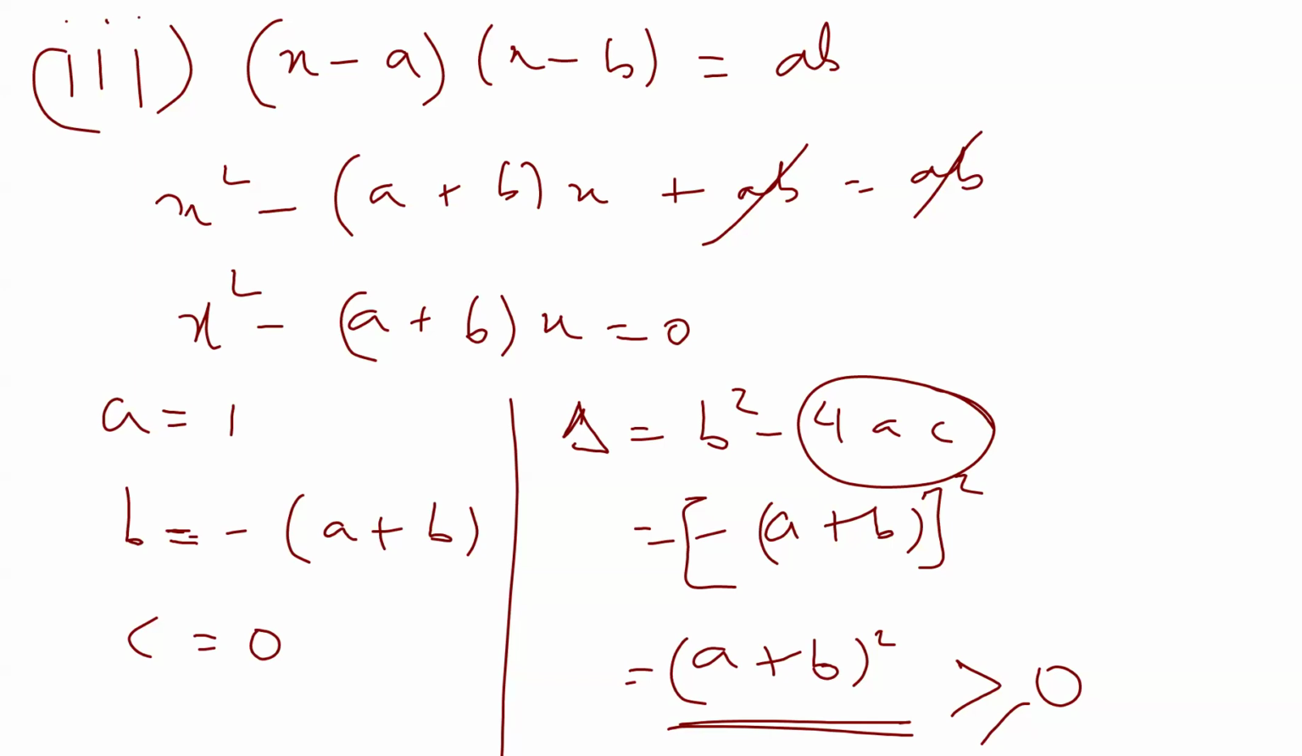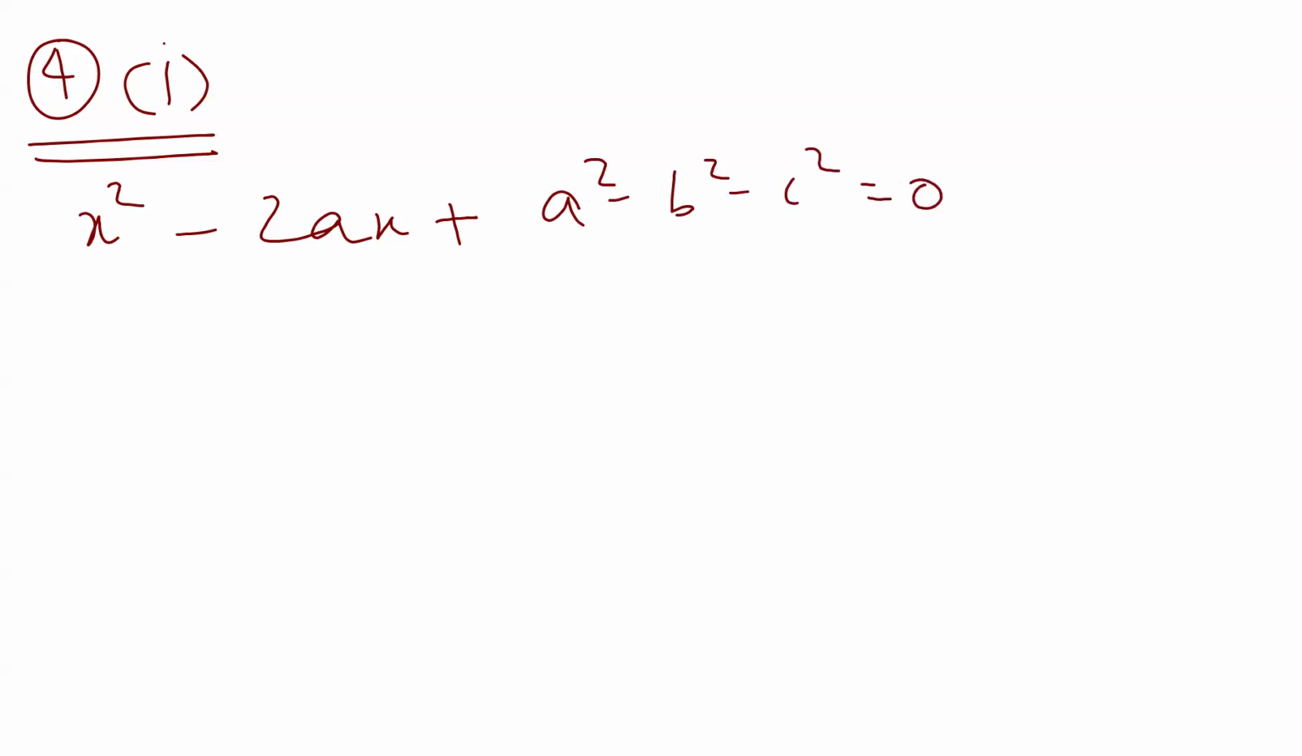So let's go to question number 4, sub question 1. Prove that the roots of the equation are always real. So the quadratic equation is x square minus 2ax plus a square minus b square minus c square equal to 0. Okay. a is equal to 1, b equal to minus 2a, c is equal to a square minus b square minus c square.